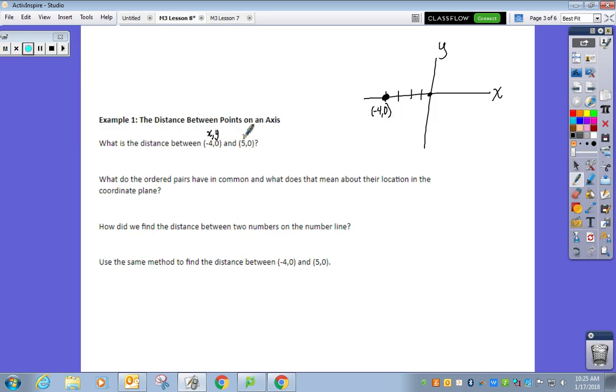For 5, 0, my 5 is my x and my 0 is my y. So I would go over 5 and then up 0.